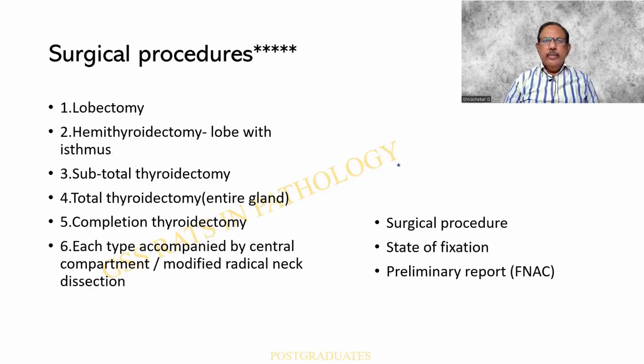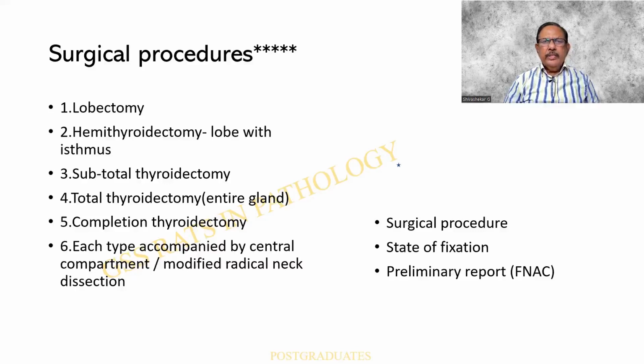And what are the surgical procedures? The procedures can be lobectomy or hemithyroidectomy. In lobectomy, one lobe is removed. Hemithyroidectomy means the lobe along with the isthmus is removed. Subtotal thyroidectomy is where a part of the thyroid parenchyma is retained for functional purposes as well as to retain the parathyroid glands. Total thyroidectomy is where the entire gland is removed.